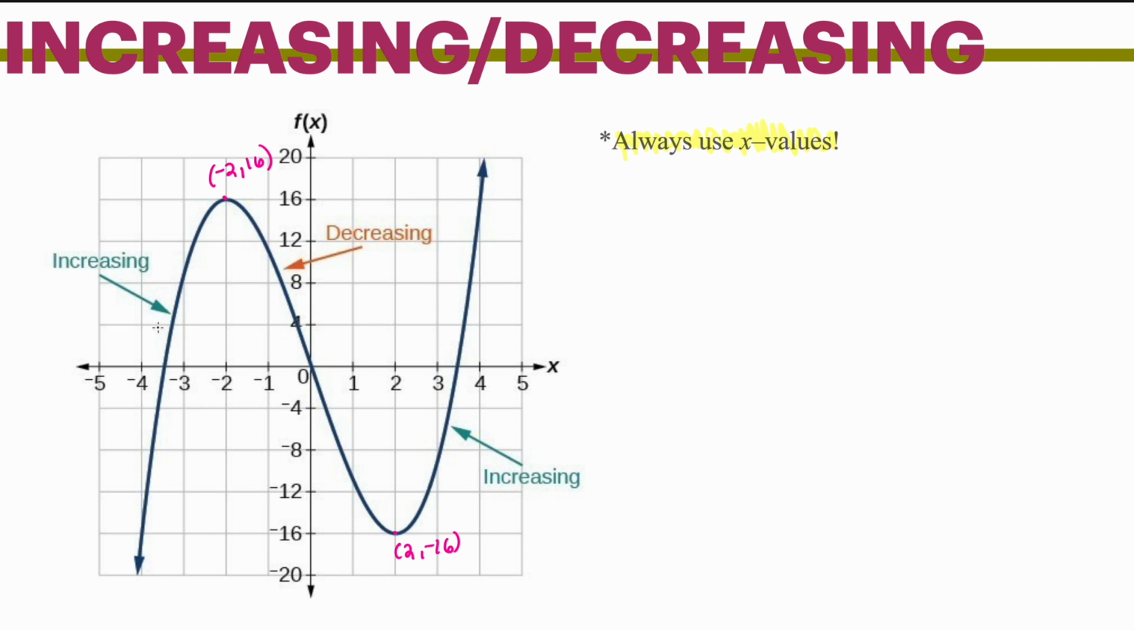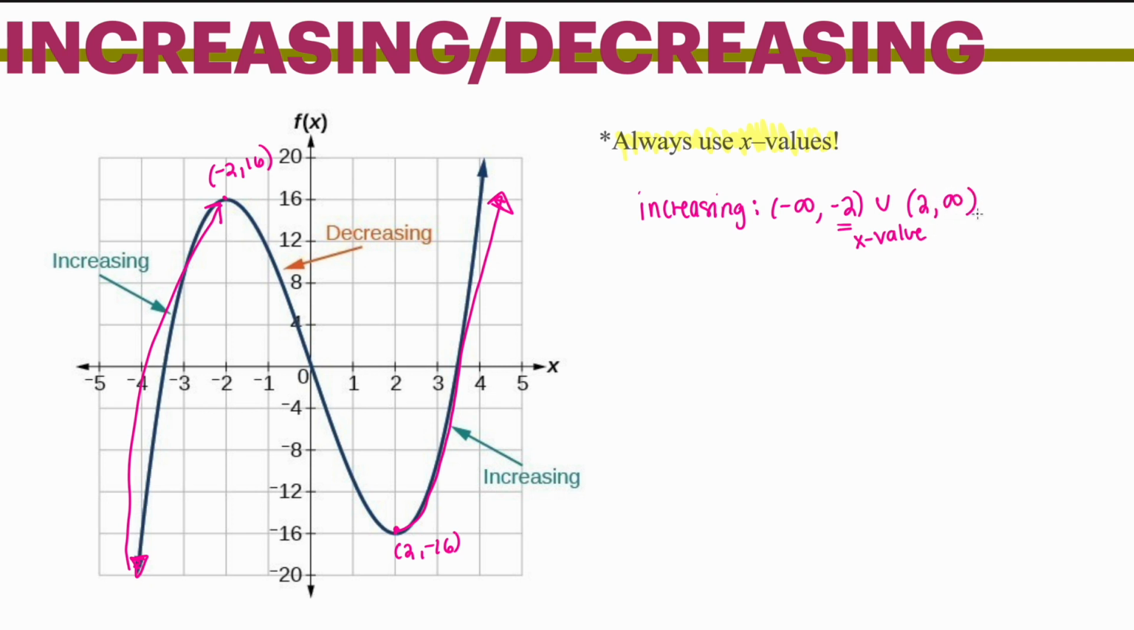So when we're talking about increasing and decreasing, let's do increasing first. It is increasing from this point up to this point. So we are going from -infinity, because that's forever down, all the way up to -2. Remember, we use our x value when we do increasing and decreasing. And the other increasing is from this point, and it is heading up from there. So we will do what we call the union sign, and it is increasing from 2 to infinity.